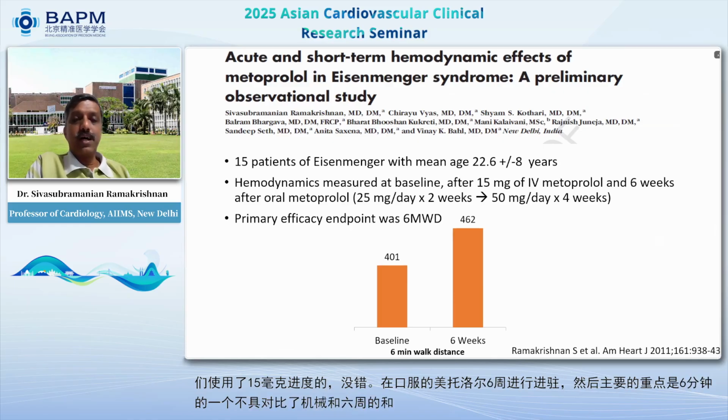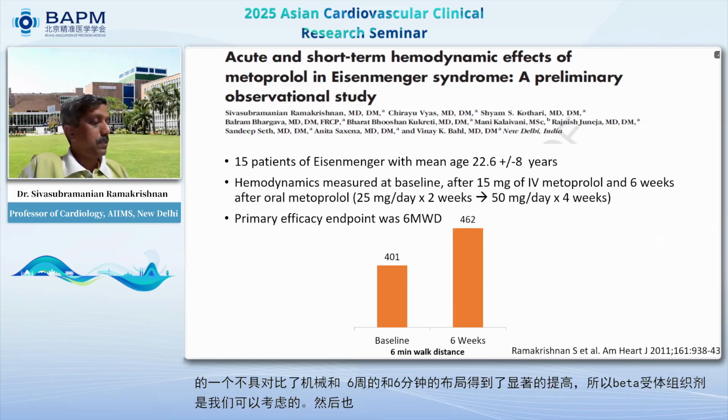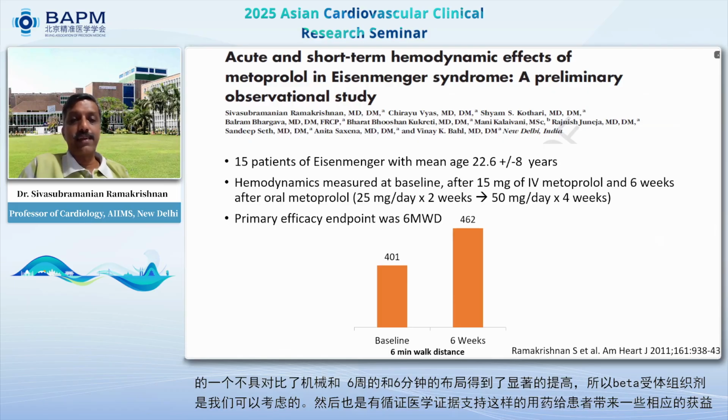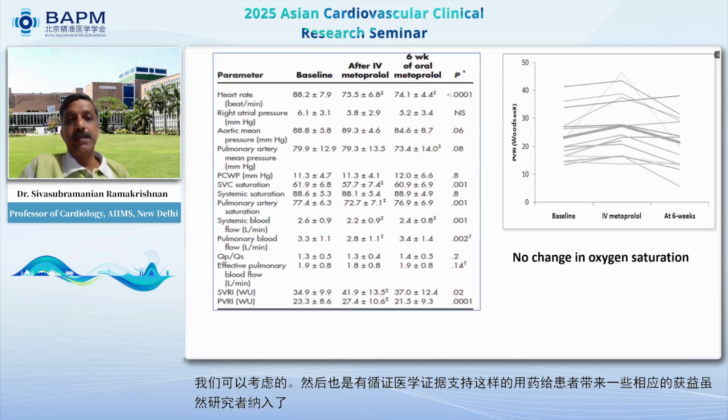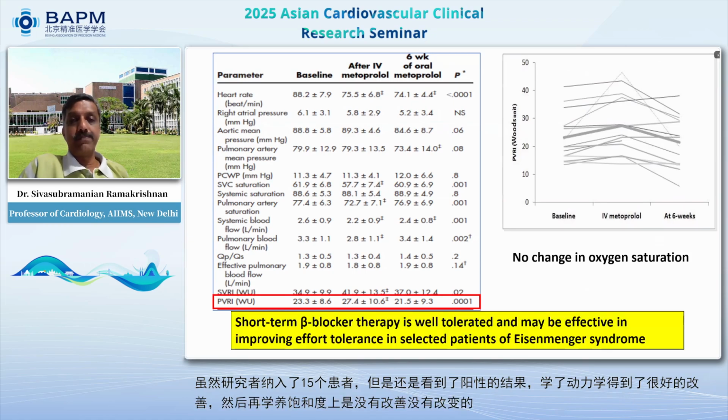So this was the first observational study that we did, in 15 patients. There was a significant improvement in 6-minute walk distance. We did hemodynamic measurements in all patients who were getting catheterized at baseline, and after 15 mg of IV metoprolol, and after 6 weeks we recatheterized them, and we showed a significant improvement in hemodynamics with no change in oxygen saturation. It was relatively well tolerated in a very selected subgroup of Eisenmenger syndrome. So the PVRI did come down over time.